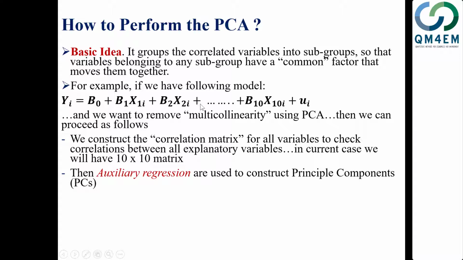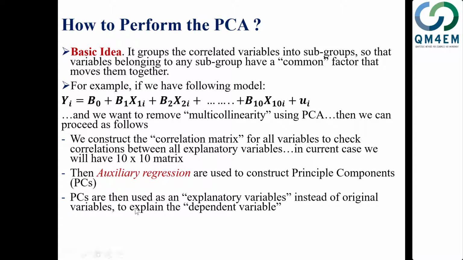Once we create these principal components, we use them as explanatory variables instead of the original x variables to explain the dependent variable. So let's say we had the model yi explained by these 10 explanatory variables. We know these are multicollinear. So we construct the auxiliary regressions from these variables and replace these variables with the factors. Let's say I created 10 factors from these 10 variables. We will replace them in this model and use those 10 factors as explanatory variables instead of x1 and so on.